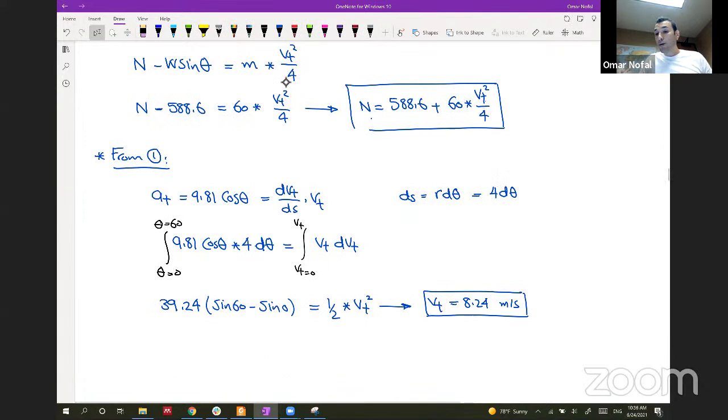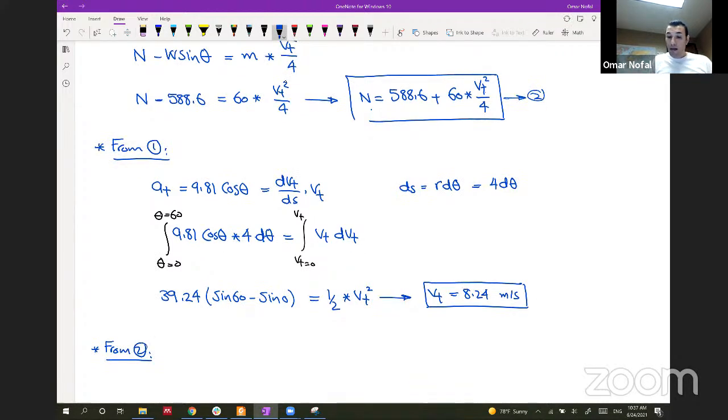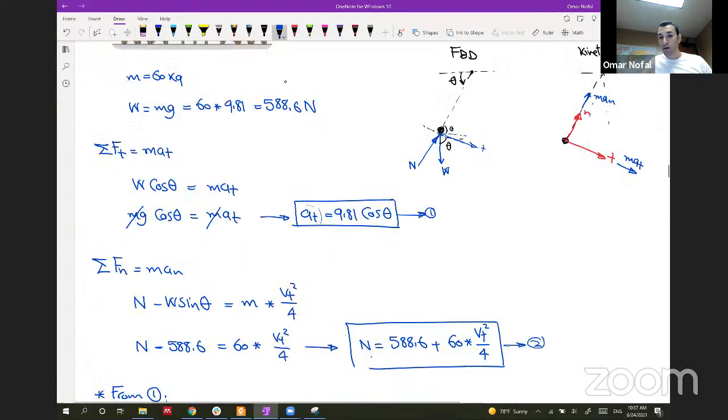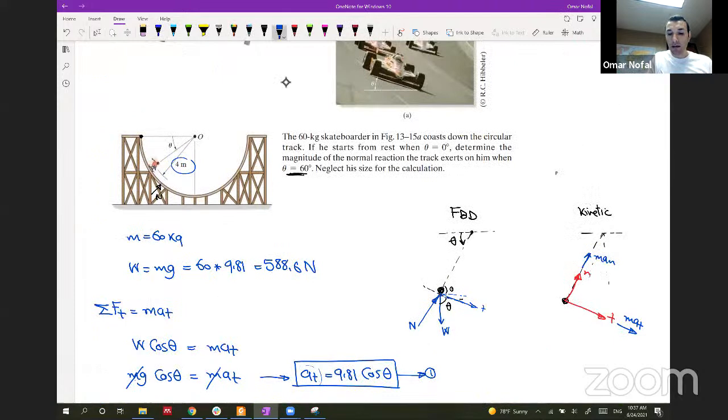So right now we can solve this equation. From 2, n will be equal to 588.6 plus 60 multiplied by 8.24 squared over 4, and this will give us 1.53 newtons. So this is the normal force on the skateboarder when he gets to angle 60.